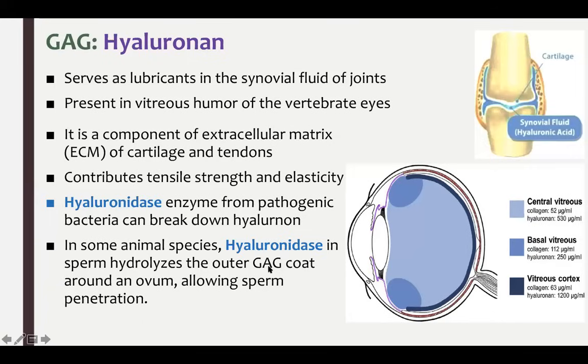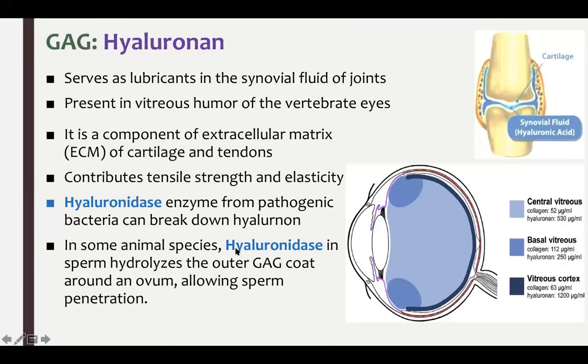There is an enzyme called hyaluronidase, which has the ability to break down the hyaluronic acid, and it is found mainly in some pathogenic bacteria. Some animal species have this hyaluronidase enzyme, which breaks down the hyaluronic acid so that the sperm can enter into the ovum. The glycosaminoglycan coat of the ovum can be hydrolyzed, and sperm can penetrate easily inside the ovum, so that they can fertilize.